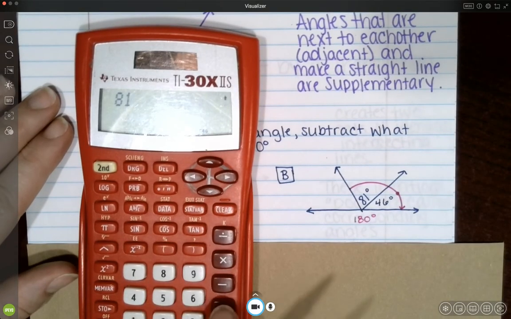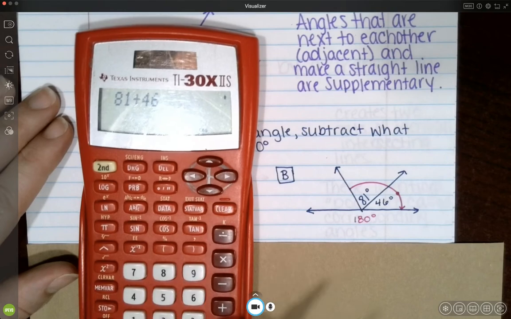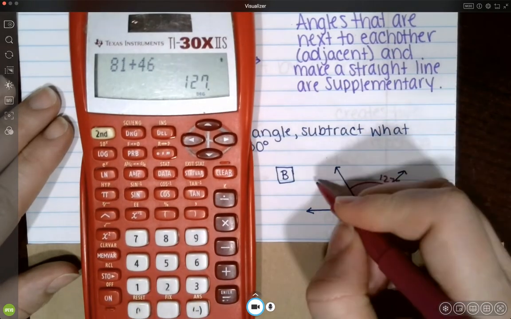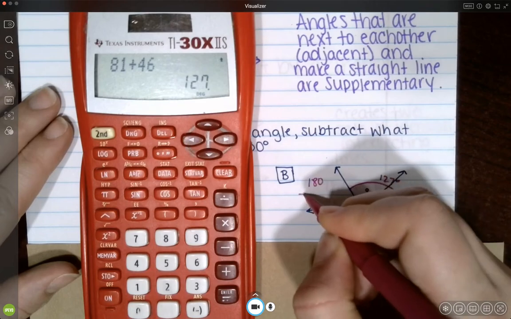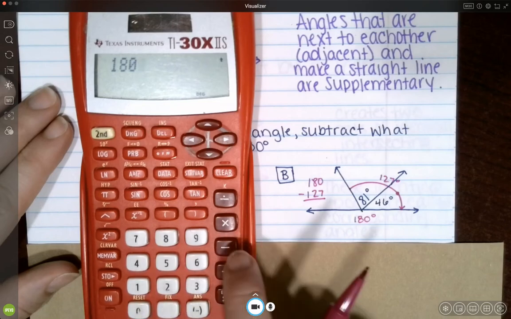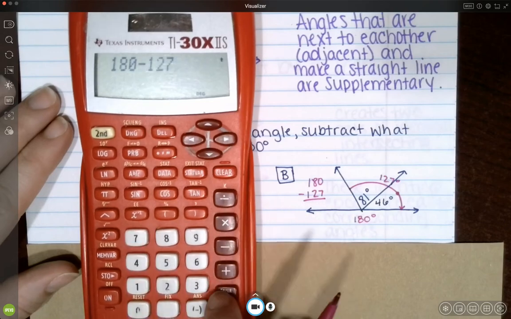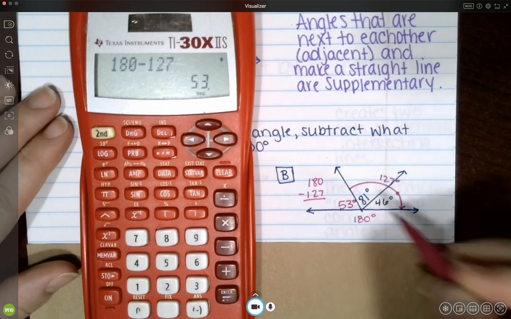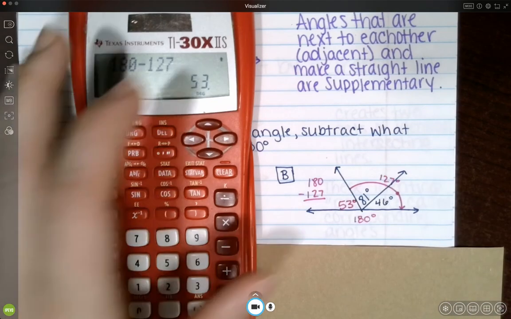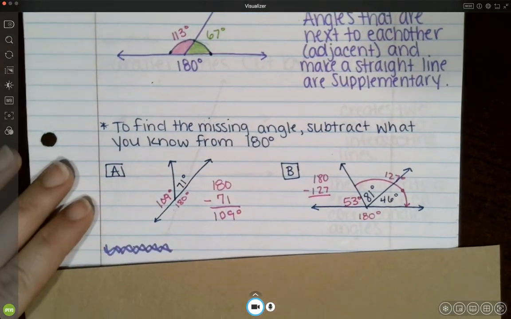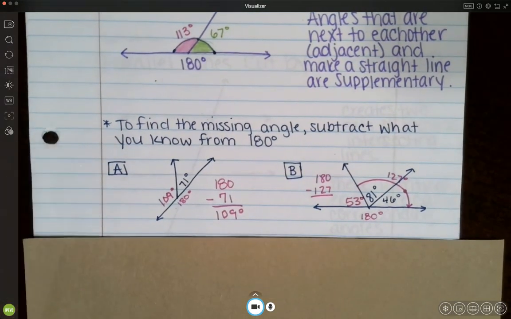I like to do 81 plus 46. So together, this makes 127. So then I'm going to do 180 minus 127. So that third angle has to be 53 degrees. Okay, so that's when we're dealing with the situation of a straight line.